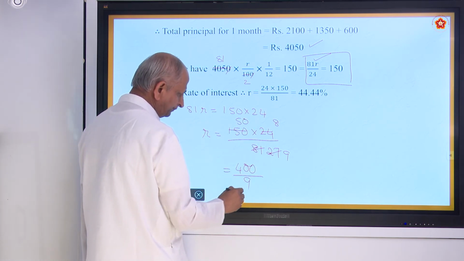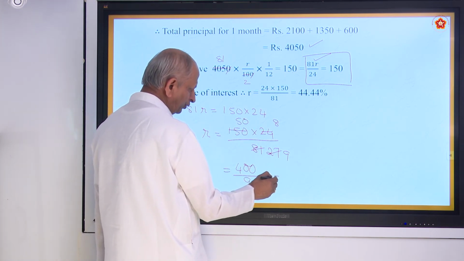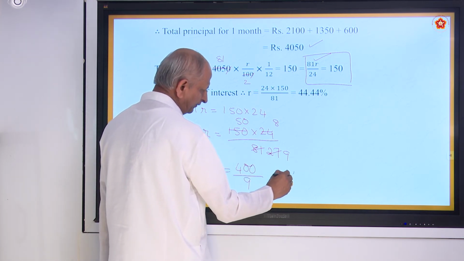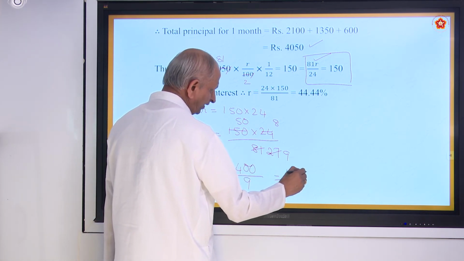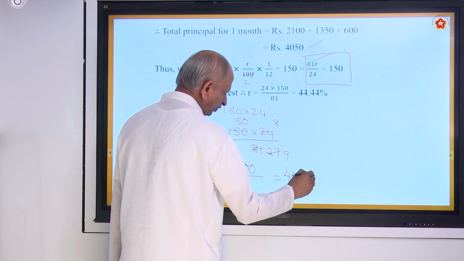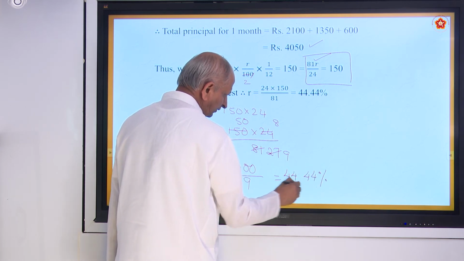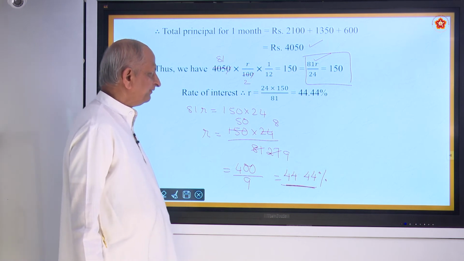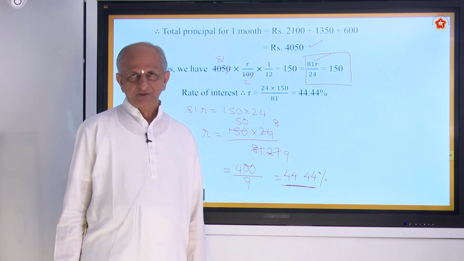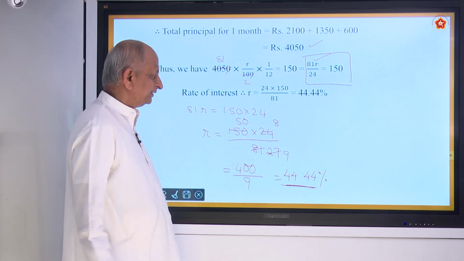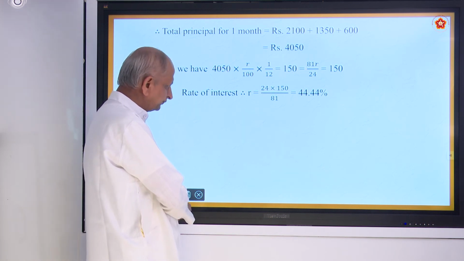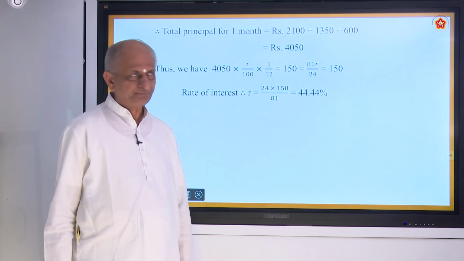Divided by 9, that will be equal to 9 4s are 36, 40. Like that it continues. So that is the answer: 44.44%. So the rate of interest charged is 44.44%. Is it clear? Note down. Shall we pass on to the next sum?